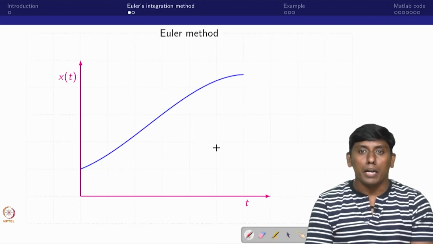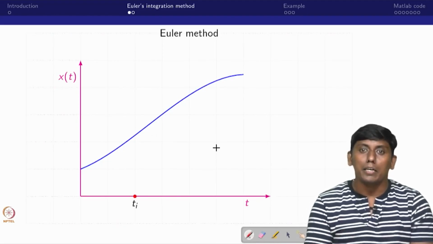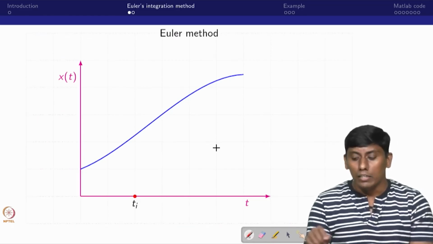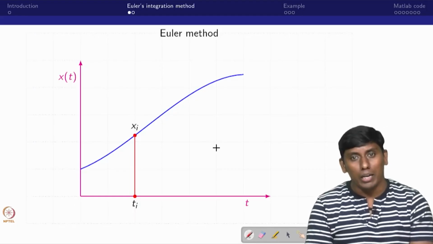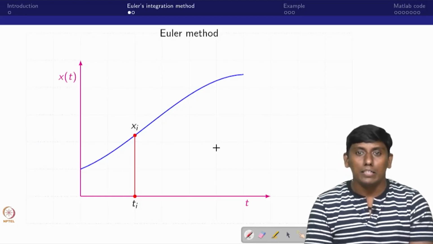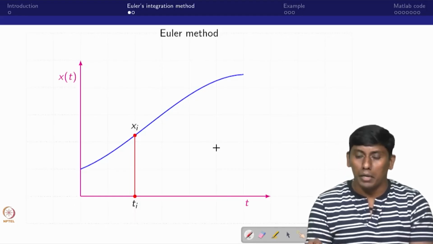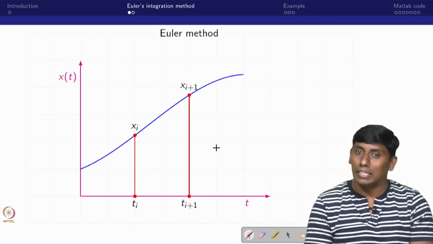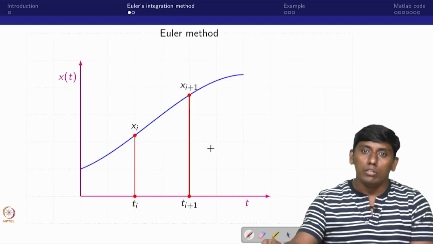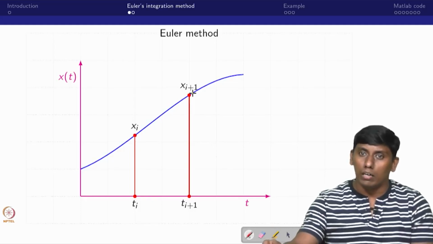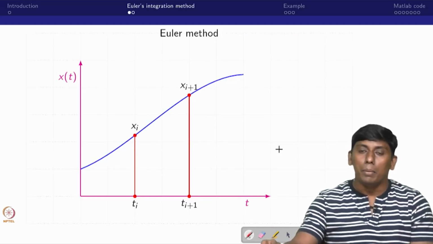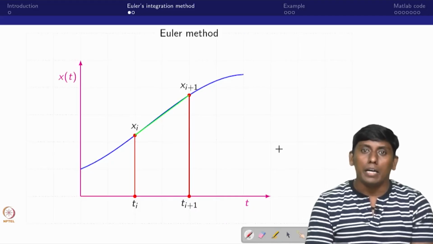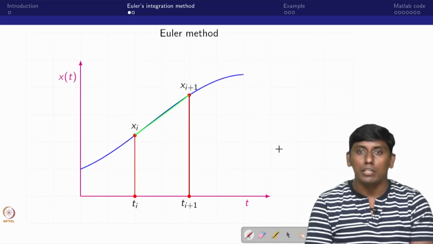Now I am taking a random point ti, the first instant, and the corresponding value is x of i. Then I take another step, ti plus 1, which corresponds to x of i plus 1. Although the curve is somewhat curved and not a straight line, I am trying to make a straight line, which you can see in green, connecting xi and xi plus 1.